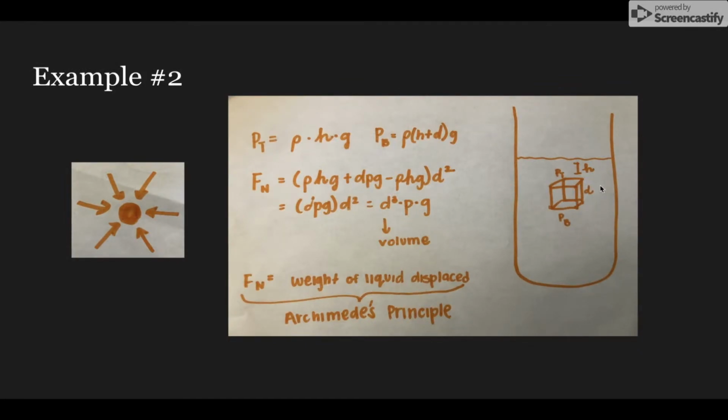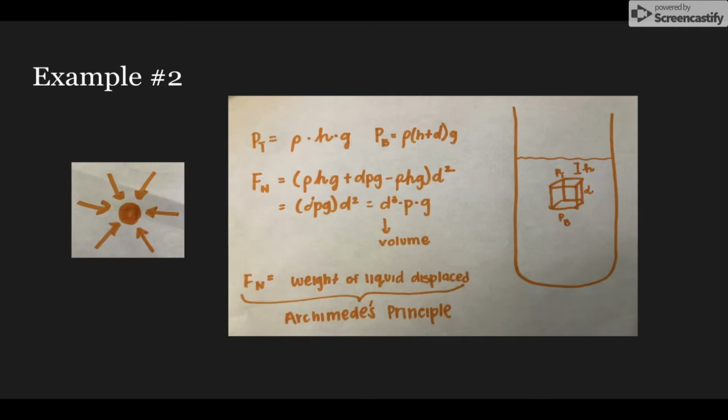But the pressure going upward is greater than the pressure going downward because the bottom of the block is deeper than the top of the block. So this point is deeper than that point. So the pressure on the bottom is greater than the pressure on the top. The net force on the cube will be the pressure on the bottom times the surface area on the bottom minus the pressure on the top times the surface area on the bottom.